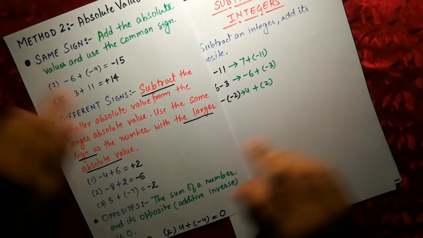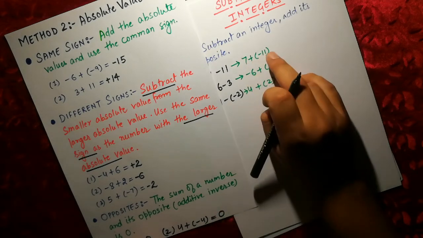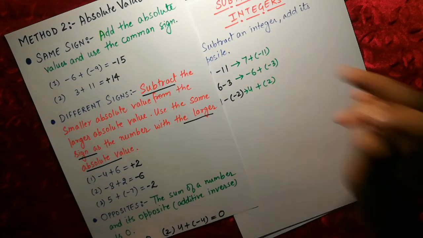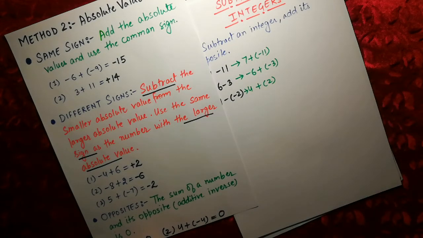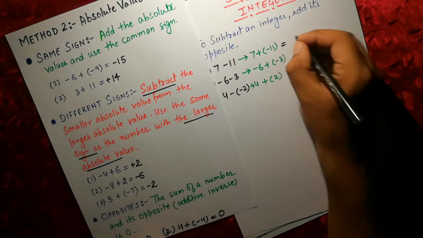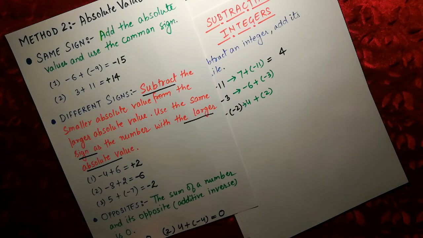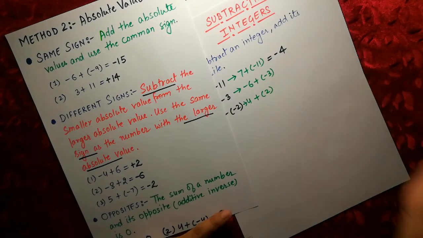That is the problem from the second part, different signs. Now the signs are different. What we do? We take their absolute values. So the absolute values of 7 and 11 are 7 and 11. So when we subtract them, what we get? We get 4 and we use the sign of the larger absolute value. That will become minus 4.